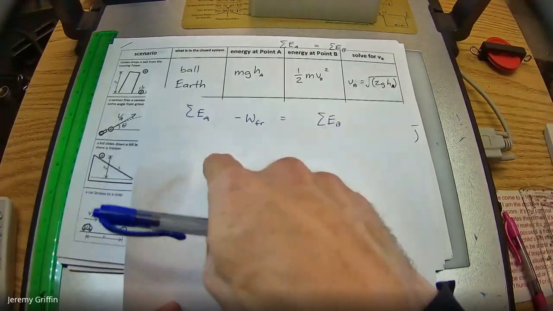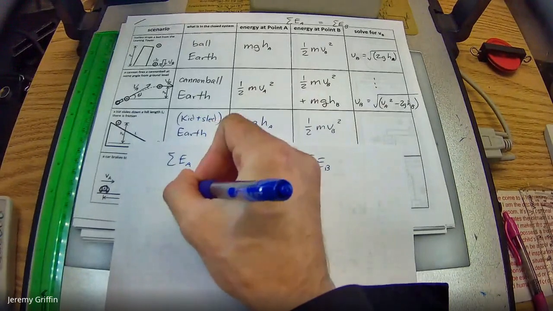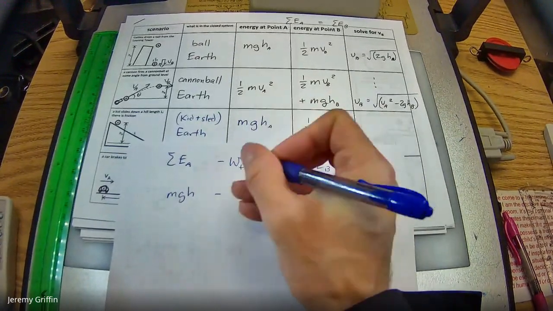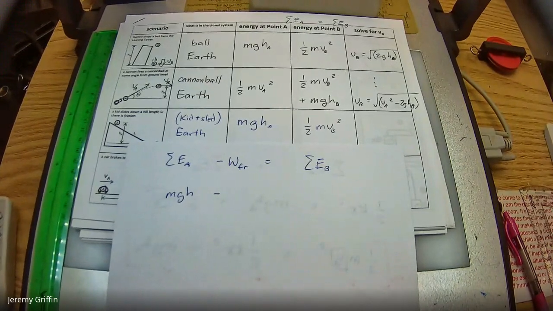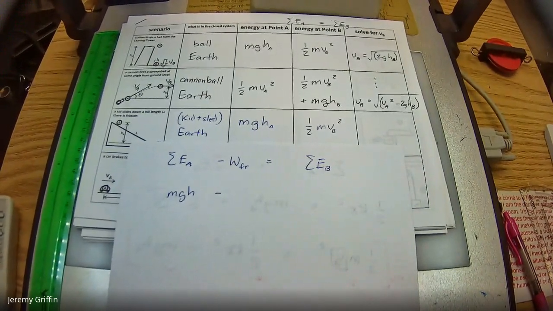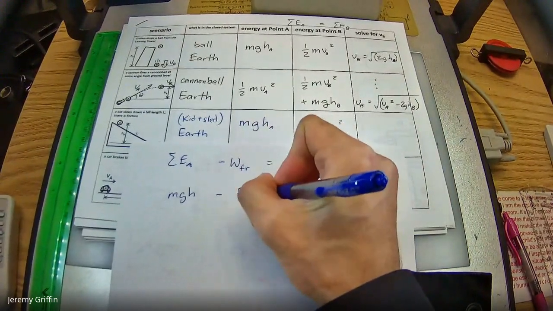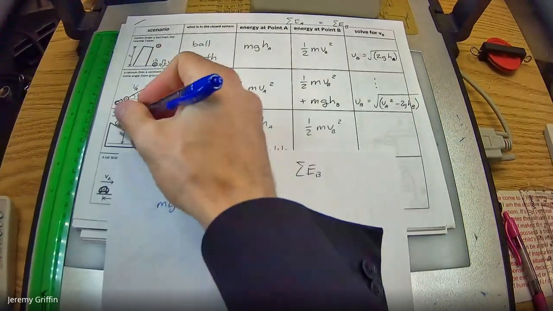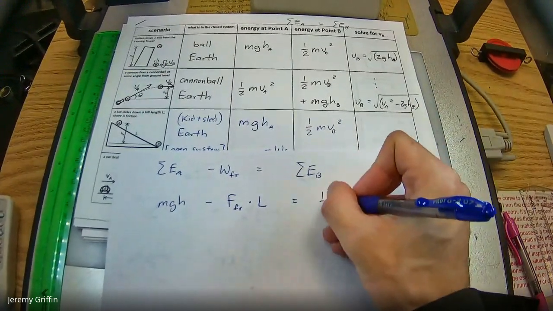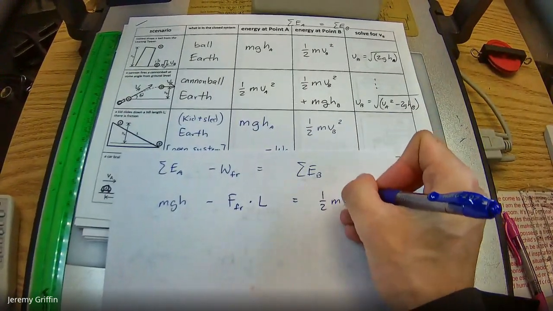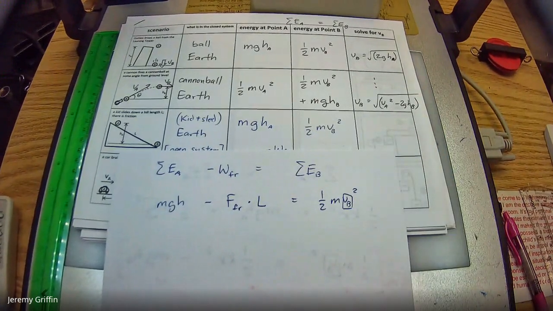Okay, so the energy at point A, well, that's just your mgh. The work done by friction, wouldn't that be something like the friction force times the distance moved, and the distance moved is L, isn't it? Right? And that leaves you with whatever is left over goes into kinetic energy, 1/2 mv squared at point B. That's okay, right? That's good?